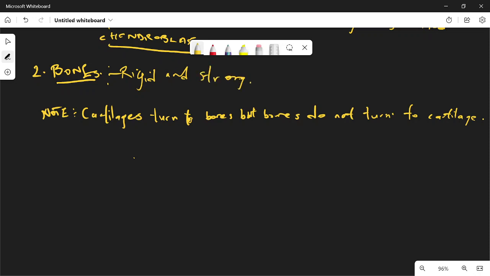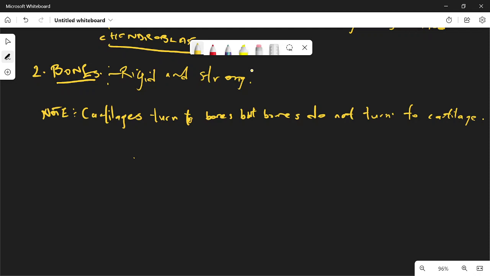Rigid and strong because they are what? Already made. It is not possible for you to change their form. It is not possible for you to change the form of a bone. But at the point where it was still cartilage, it is possible for you to change its form. Are we together?